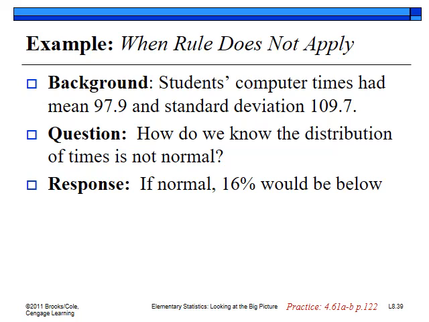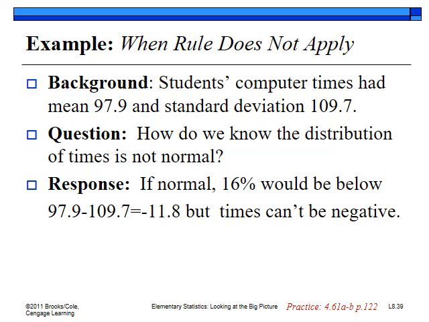That means that 16% of our data should be below one standard deviation below the mean. One standard deviation below the mean takes us to negative 11.8 minutes. There's no way that 16% of the data are below that because the times have to be positive. So I'm certain that this distribution is not normal. In fact, it must be very strongly skewed to the right.